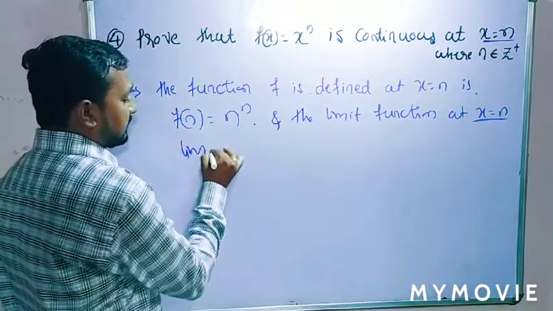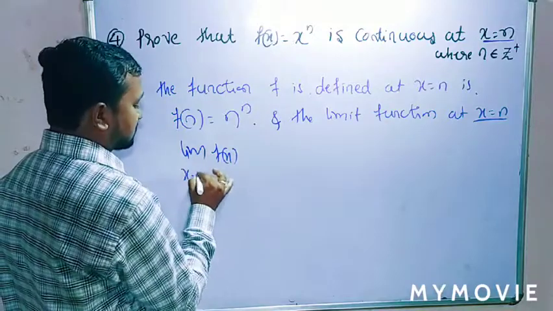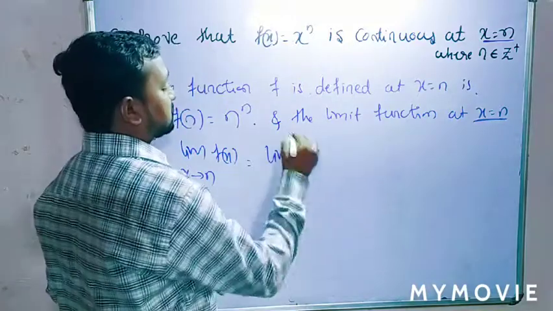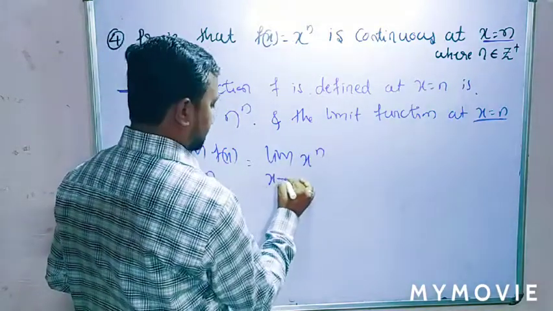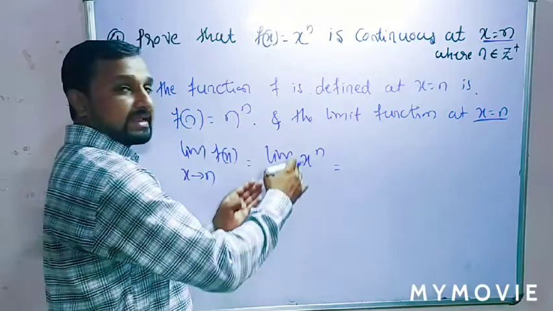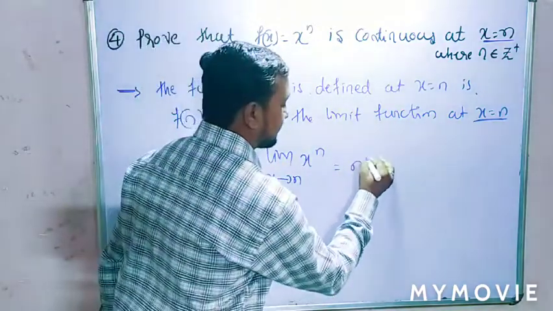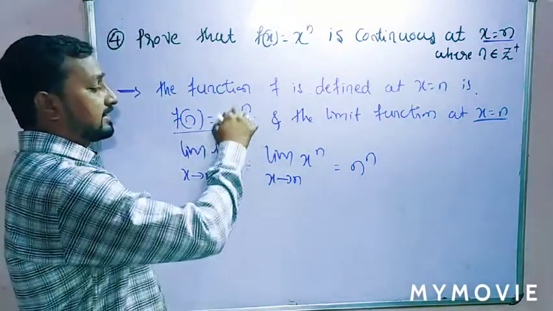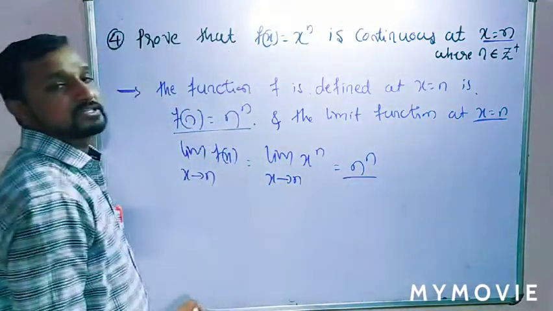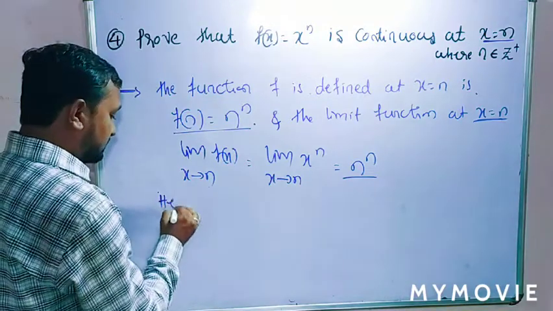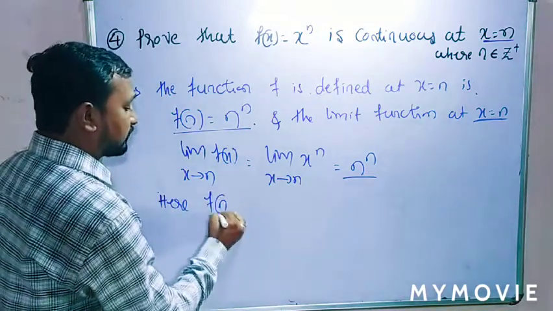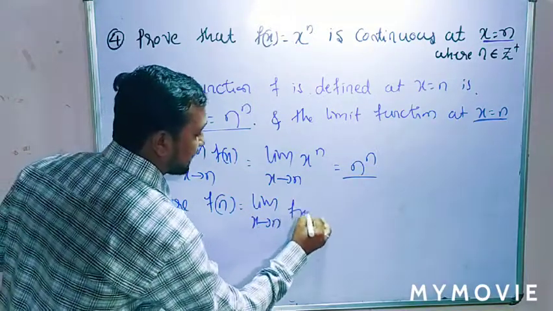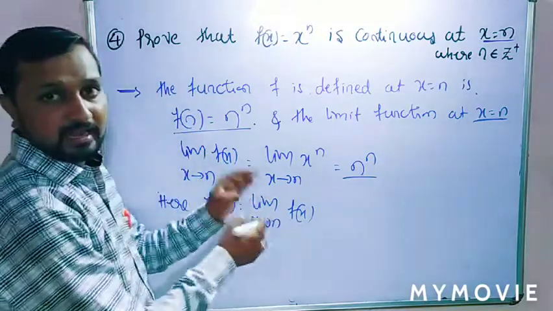Is the limit of f of x as x tends to n equal to the limit of, what is your f of x? f of x should be x raised to n as x tends to n. That is equal to, apply the limit as x tends to n, this should be n raised to n. Here also the constant function is n raised to n, and the limit function is also n raised to n. Thus, here the constant function f of n is equal to the limit of f of x as x tends to n. The constant function is equal to the limit function.